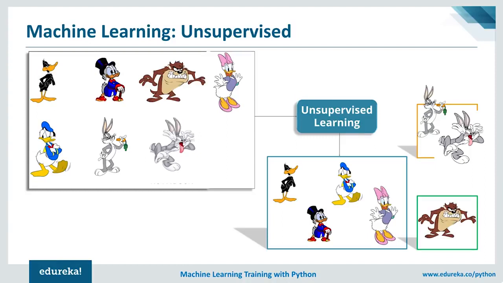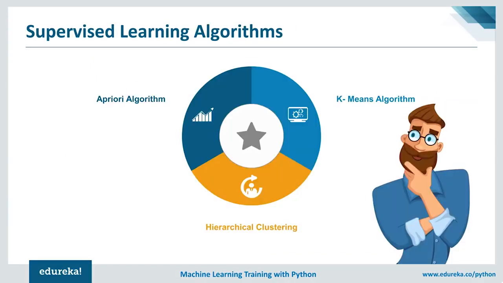These are called unsupervised learning because, unlike supervised learning, there are no correct answers and there is no teacher. Algorithms are left on their own to discover and present the interesting structure in the data. Let's move on and see some of the popular unsupervised learning algorithms. So we have here k-means, the Apriori algorithm, and hierarchical clustering.